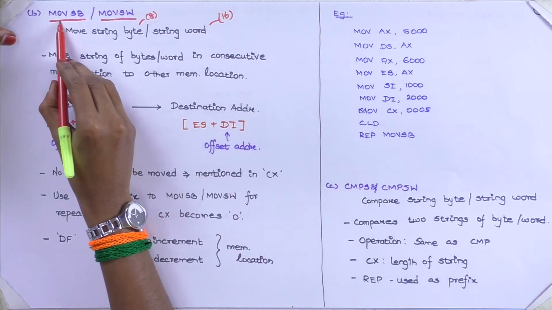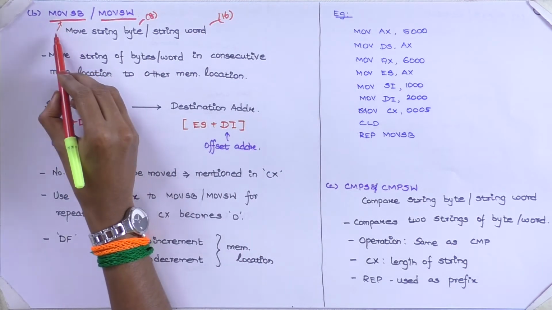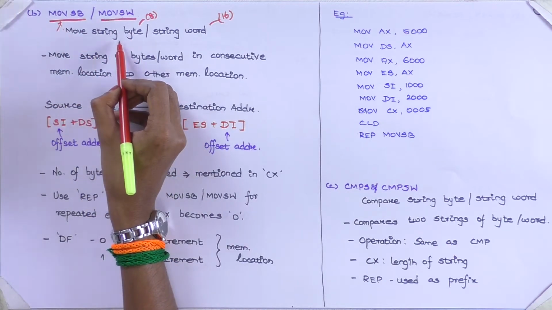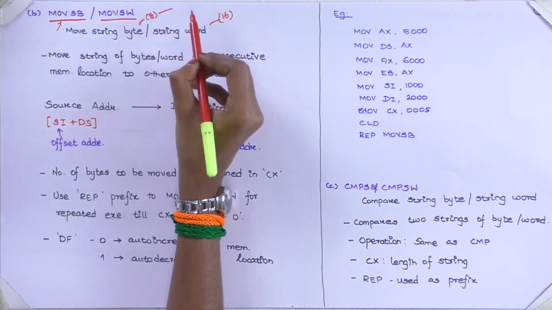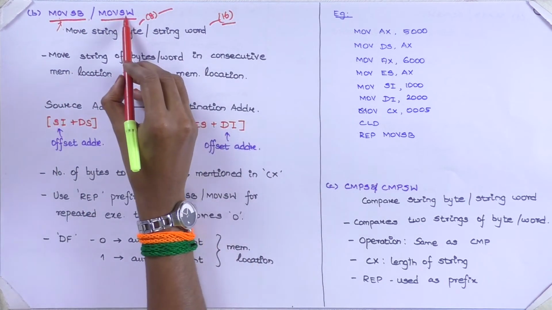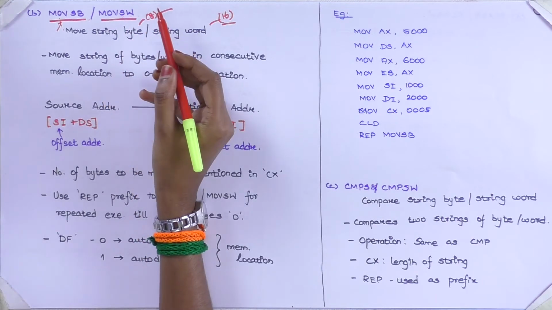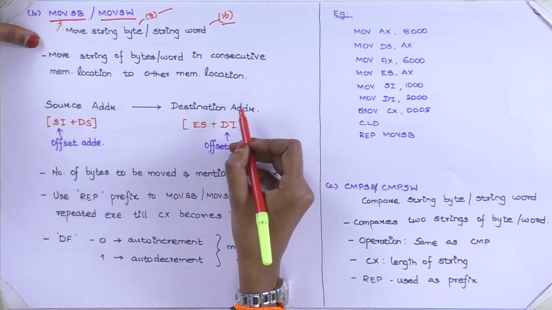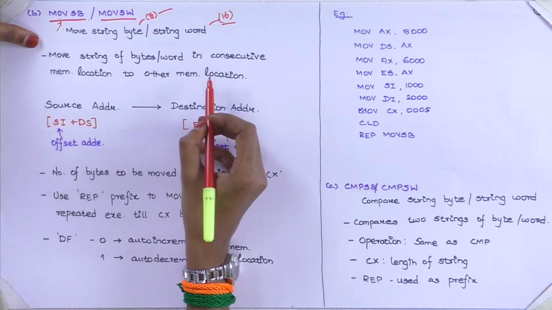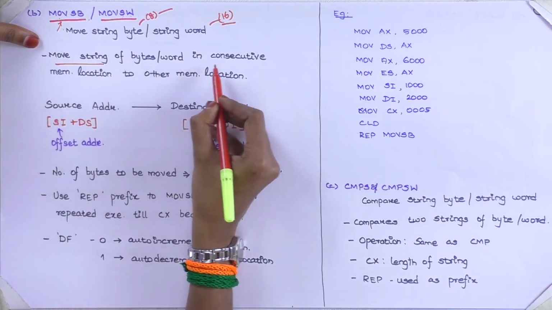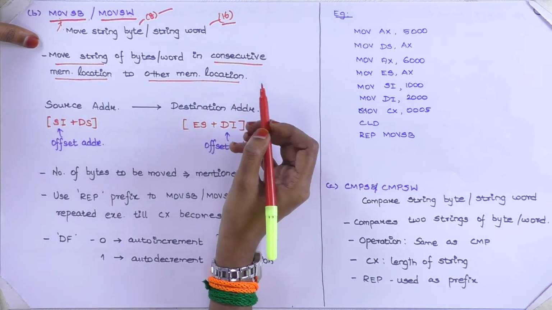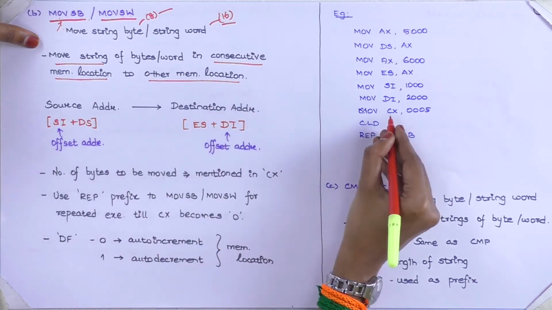Okay. So move, you already know, will help with data transfer. If you want to move string byte, which means you want to move 8-bit data, you can use MOVSB. If you want to move 16-bit data, you are supposed to use move string word. Fine. As I have already told you, this instruction is used to move a string of bytes or words in consecutive memory locations to other memory locations. Fine. So I have taken an example here.